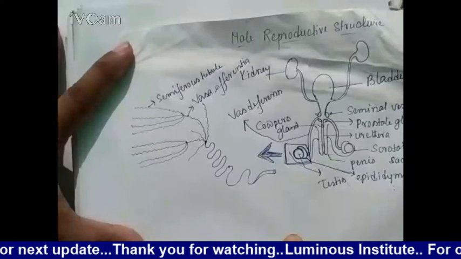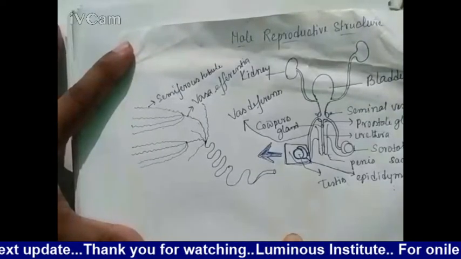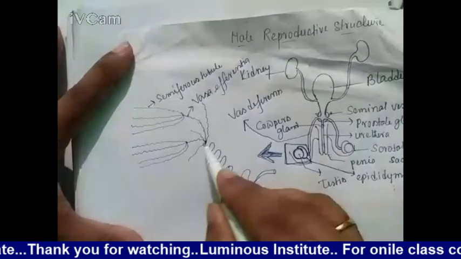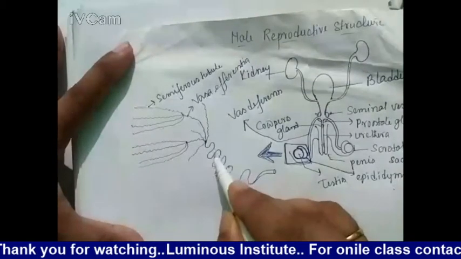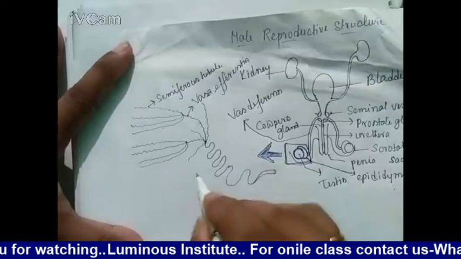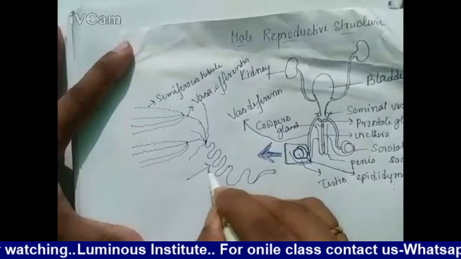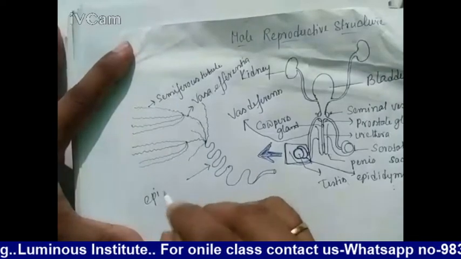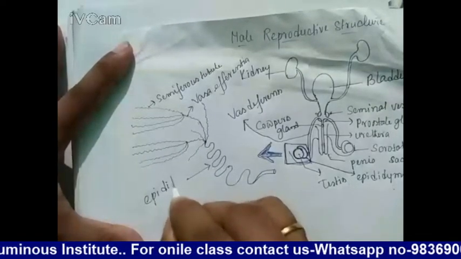And vasa efferentia practically connects with the spiral. Look at the spiral figure. This spiral structure is known as the epididymis. I hope you understand.